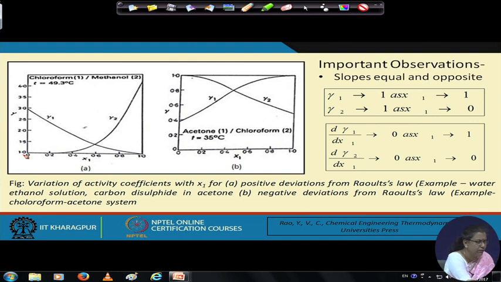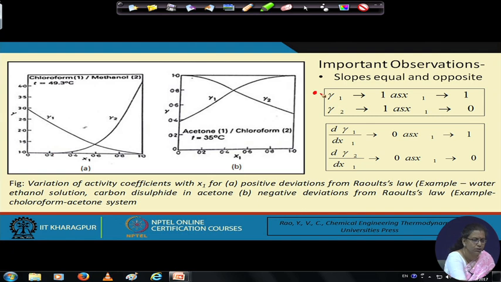When we have a positive deviation, the value of gamma is greater than 1. So, therefore, we find that at x1 equals 1, gamma 1 is equal to 1. In this case also, as x1 equals 1, gamma 1 equals 1. Number 2, the slope is horizontal here for gamma 1, horizontal here for gamma 2. Here also the slope is horizontal for gamma 2, and horizontal for gamma 1. So, therefore, these are the important observations. The first observation was slopes equal and opposite.